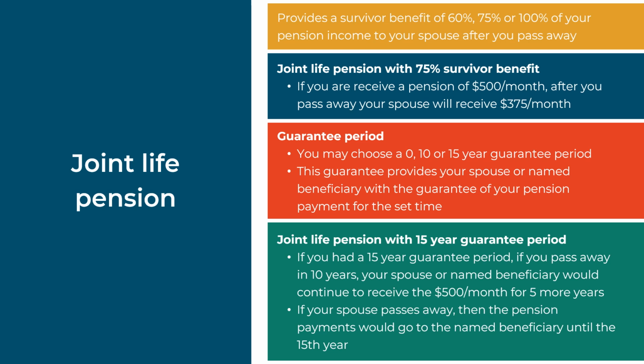In the event your spouse is deceased, the payment would then go to the beneficiary and it would stop at the 15th year. If your spouse is still alive, they would then have the payment reduced to the 75% for the remainder of their life, and the payment would stop upon their death.